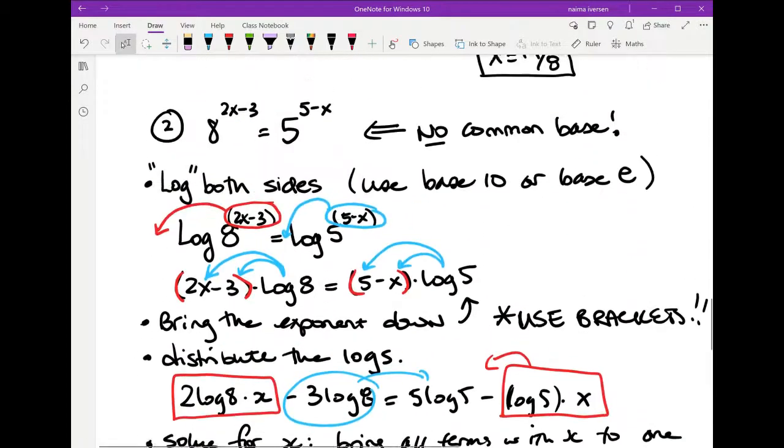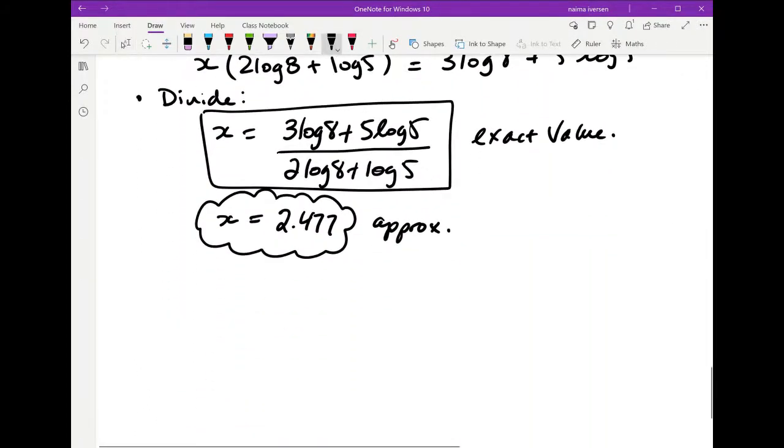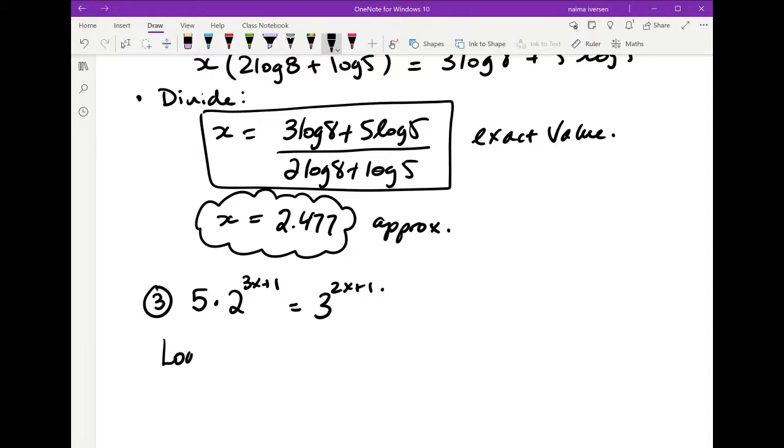Okay, I'm going to do one more example, and this is considered to be the difficult example. So here we are going to solve 5 times 2 to the power of 3x plus 1 is equal to, I don't want to do 2. Let's do 3 to the power of x plus, I'll do 2x plus 1. So what we're going to do is we're going to follow our steps. We're going to log both sides. So log of 5 times 2 to the power of 3x plus 1 is equal to log of 3 to the power of 2x plus 1. Feel free to use natural log if you want to.